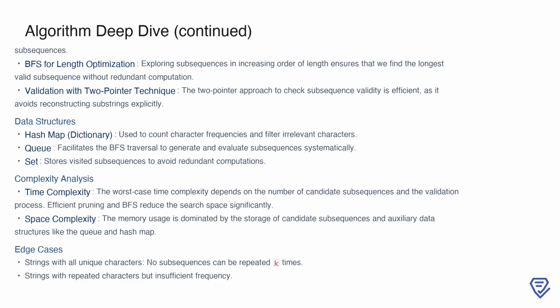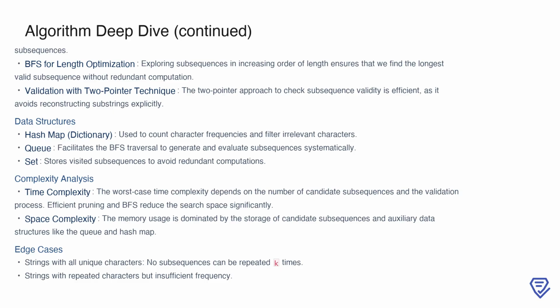Key insights make this approach efficient and scalable to the constraints of the problem. First, frequency pruning allows us to discard irrelevant characters early, significantly reducing the search space. By focusing only on characters that appear at least k times, we minimize the computational overhead. Second, using BFS to explore subsequences in increasing order of length ensures that we find the longest valid subsequence efficiently, without needing to backtrack or recompute. Third, the 2-pointer technique for validating subsequences is highly efficient because it avoids explicitly reconstructing subsequences and instead directly checks their validity within the original string.